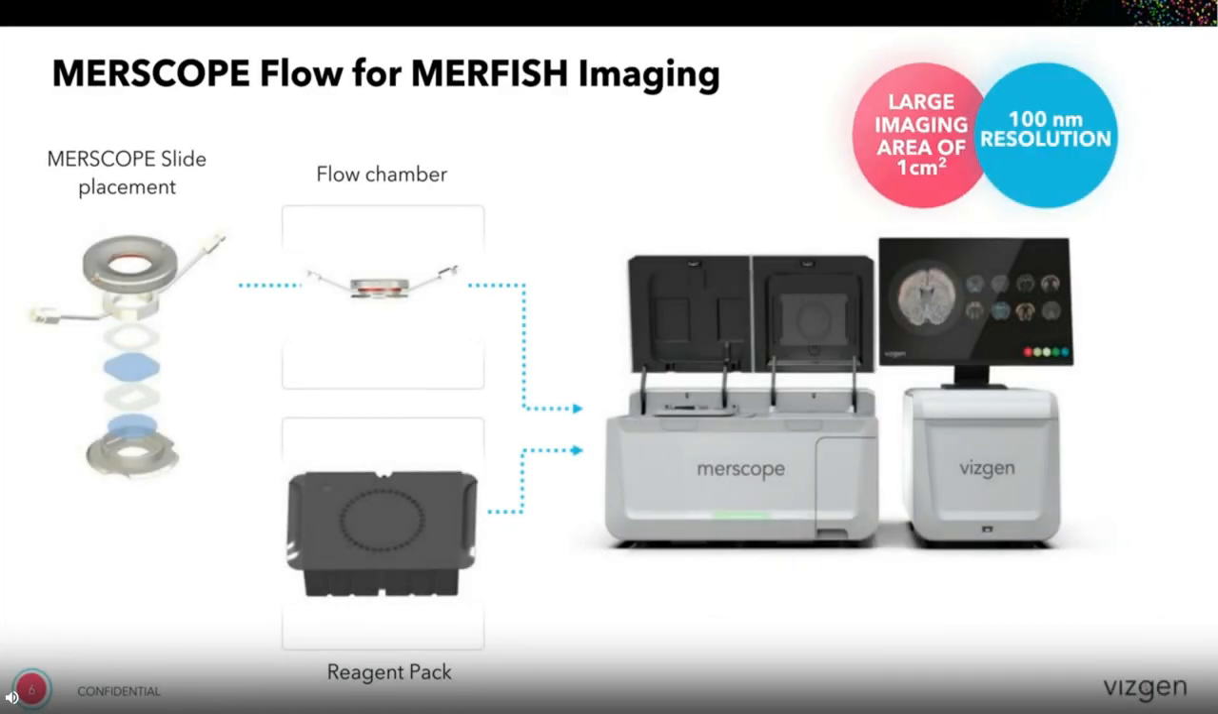So as a targeted RNA imaging technology, first you need to stain the samples with the gene panel, and then the tissue slices will be loaded to the MERSCOPE flow chamber and put together. There is the associated reagent pack that goes with the sample. Then it will be loaded to the MERSCOPE machine. And as illustrated on this slide, MERSCOPE has very large imageable area, up to 1 square centimeter, with imaging resolution down to 100 nanometers.